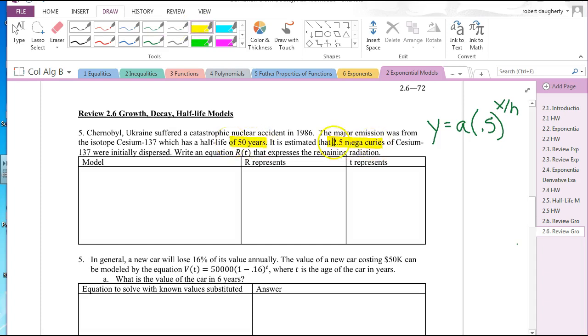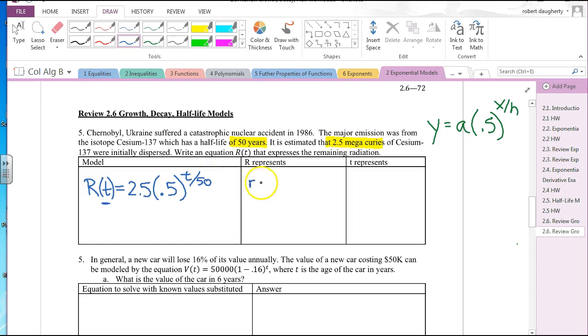It's estimated 2.5 megacuries of cesium-137 were initially dispersed. Write an equation R of t that expresses the remaining radiation. So the radiation that remains in Chernobyl is, okay, I need to look for what was my initial value. My initial value was 2.5 megacuries, and then this is half-life, so it's 0.5, and then this is going to be t because that's my variable, divided by what is the half-life. The half-life is 50 years. So that is my equation.